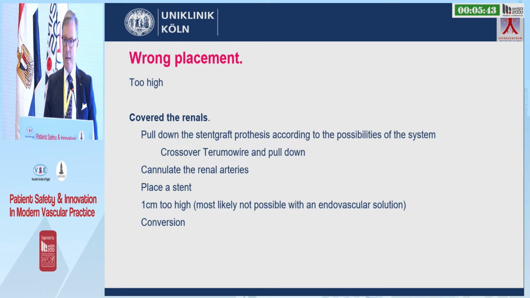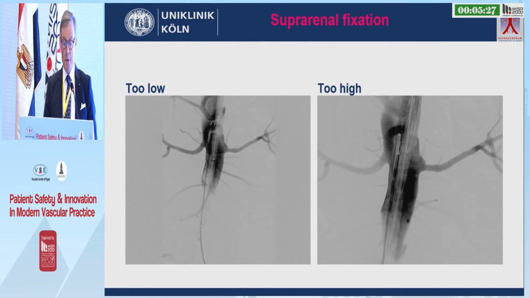Then you will strip the aorta, and you will have a spaghetti aorta instead. So if that does not work, you have to cannulate the arteries and place a stent. And if that shouldn't work, then of course you need to do a conversion.